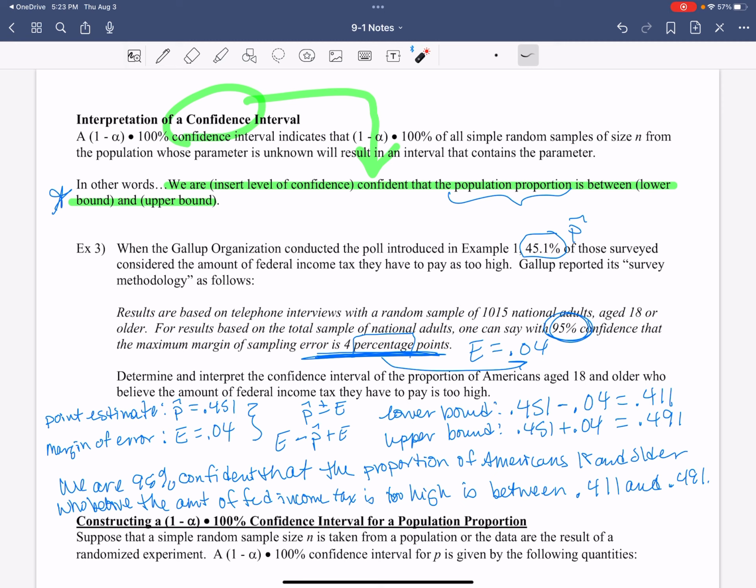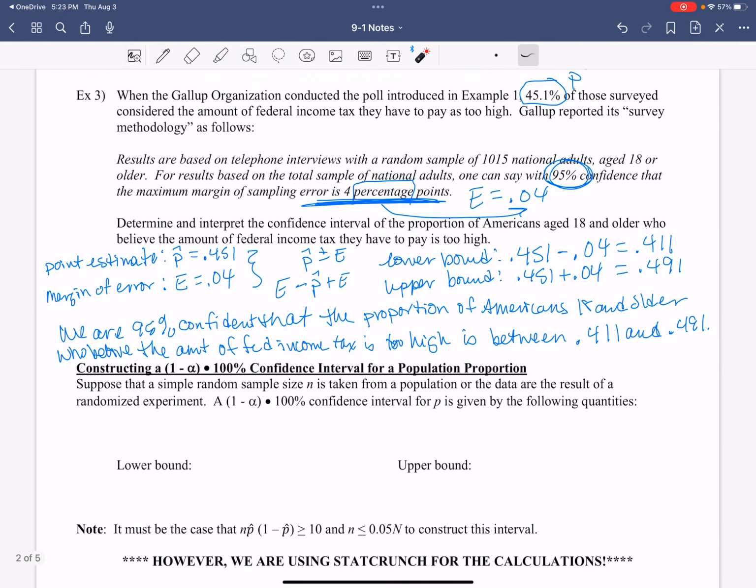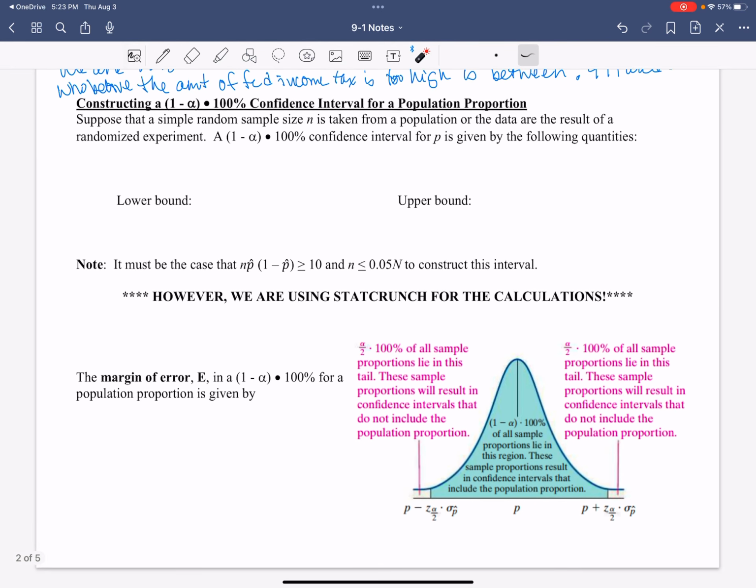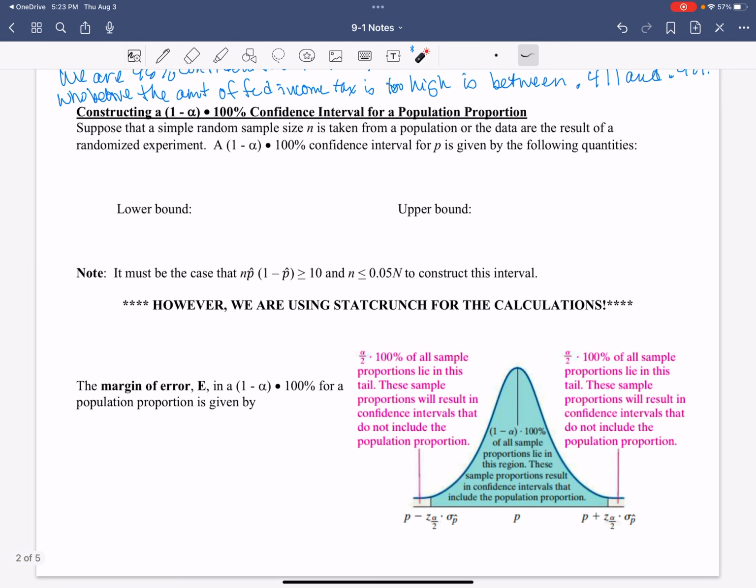Right? So in statistics, unless you're actually dealing with a population, which is so rare, there's no way you're going to get every single American 18 and older to weigh in on this. So we have to give ourselves a little bit of leeway in statistics. And that's why we say we're 95% confident. And that's where these confidence intervals come in. All right? Okay. Now we are going to actually make some confidence intervals here. All right? So this is what this is going to look like.